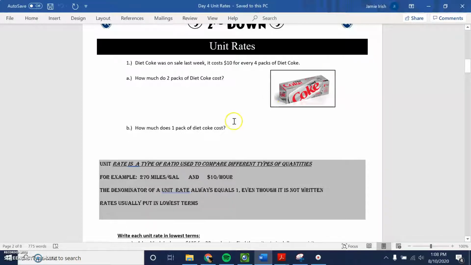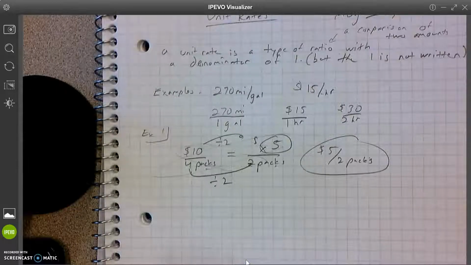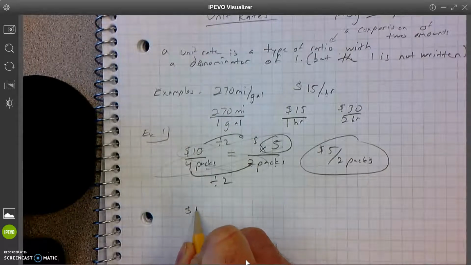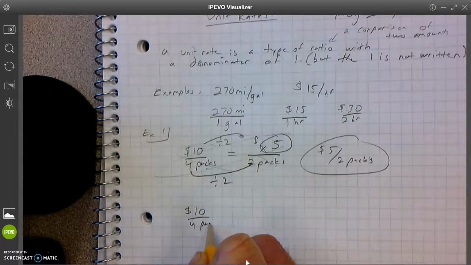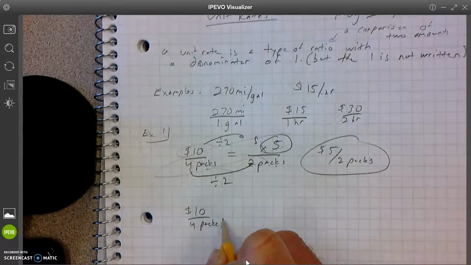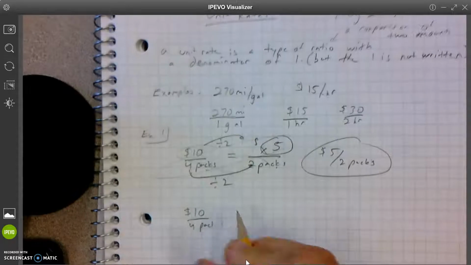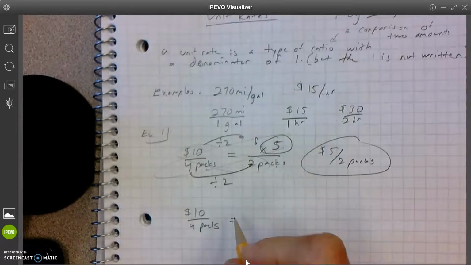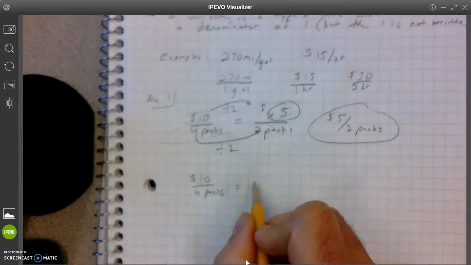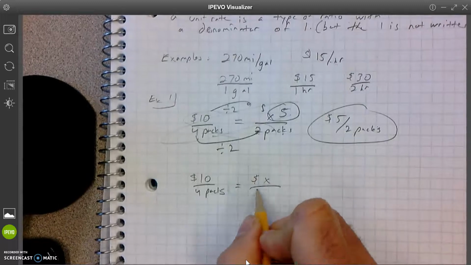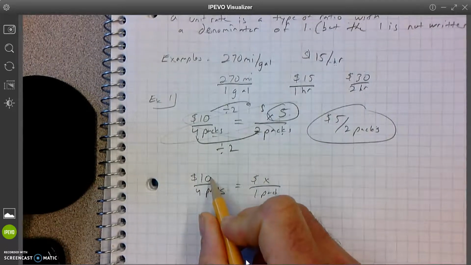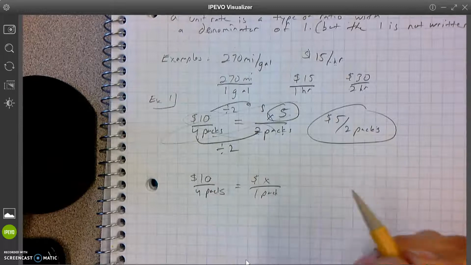How much does 1 pack of Diet Coke cost? So if it's $10 for 4, how much for 1? You can probably do that in your head. Well, let's figure it out. It's $10 for 4 packs. So how many dollars for 1 pack? I could have put $5 for 2 here. It would have got the same thing.